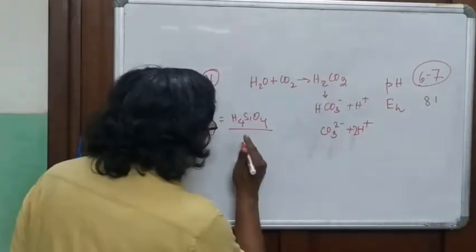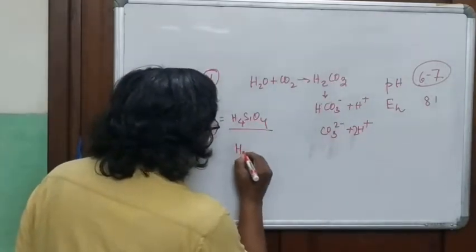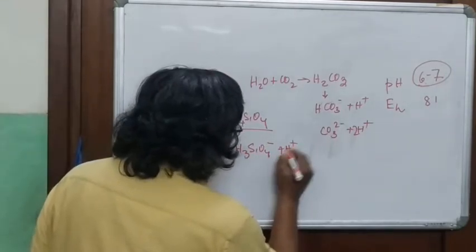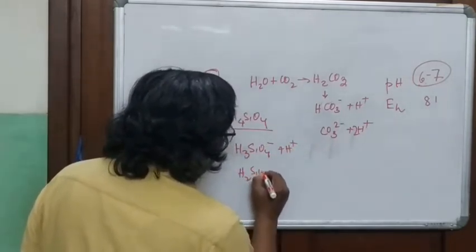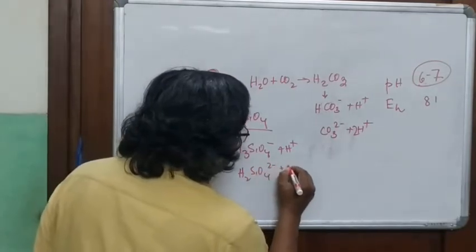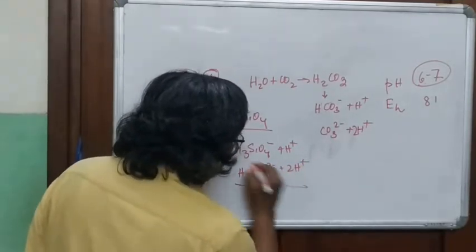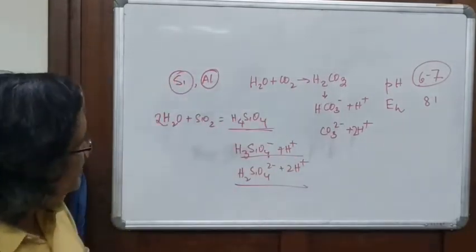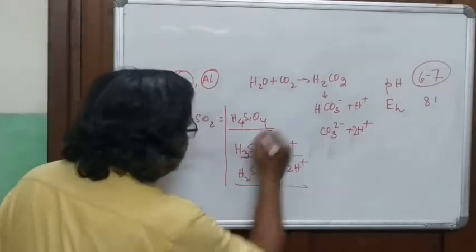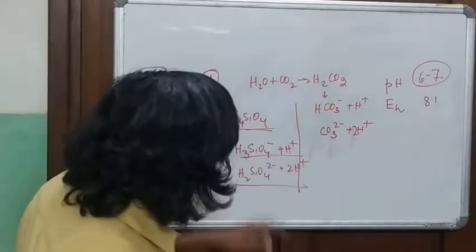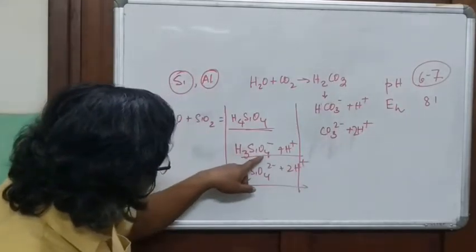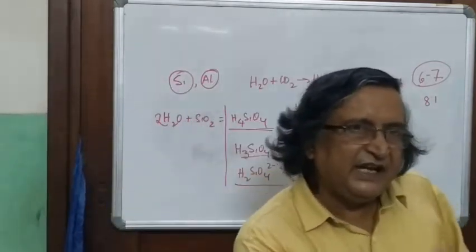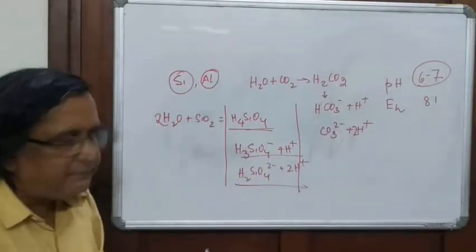And H4SiO4 splits up into H3SiO4 minus plus H plus, and then you have H2SiO4 2 minus plus 2H plus. So these are the species of the silicon atoms. If you take the silicon atoms, they have three types of species: orthosilicic acid, H3SiO4 minus, and H2SiO4 2 minus. It's a build-up. The silicon is held in all these three types of species.